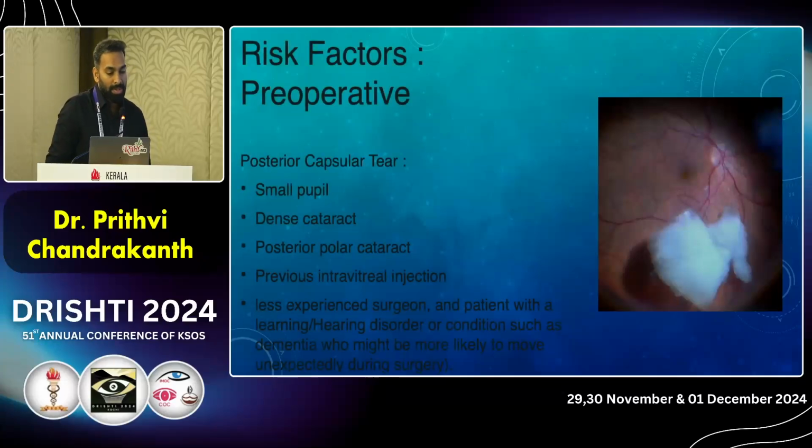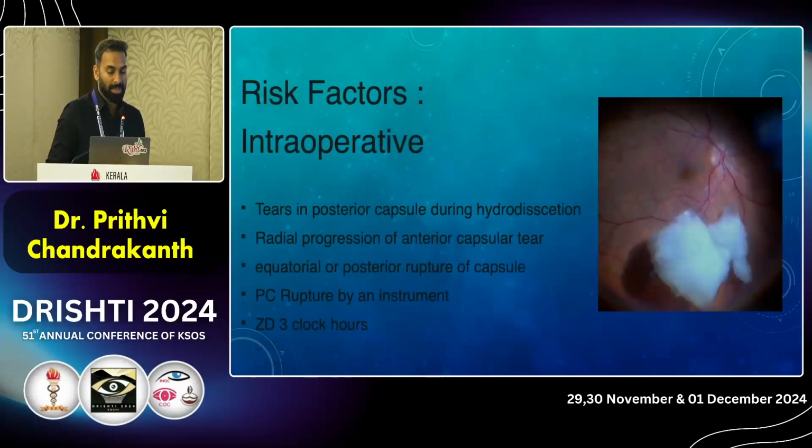The other risk factors are posterior capsular tear related. Those can happen in small pupils, in dense cataract, and posterior polar cataracts. Also, getting a history of any previous intravitreal injections would be really insightful, because there could be some kind of lens touch while injecting, so that has to be ruled out as well. Less experienced surgeons are more likely to cause PCR, so that has to be taken care of. And if patients are very mobile, it becomes a little difficult.